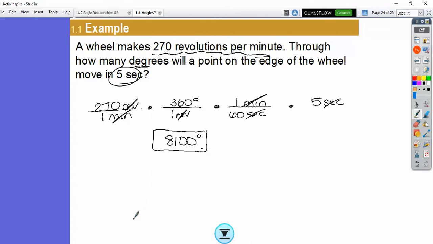Some of you may not have to write out all of this, but eventually we're going to get to more problems that require some conversions, so I just like to get in the habit now, since that's what we'll do later on. Okay, why don't you guys try B?